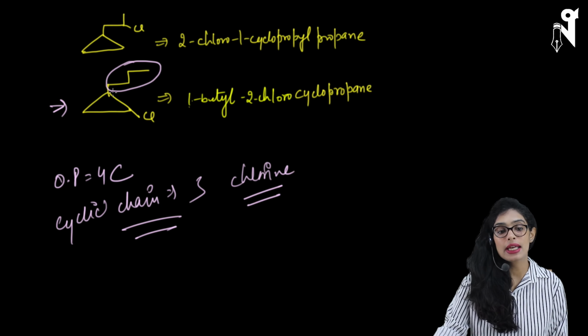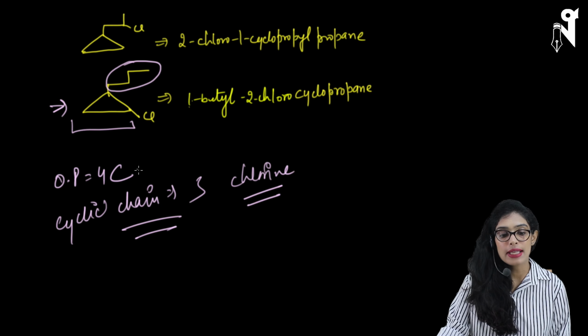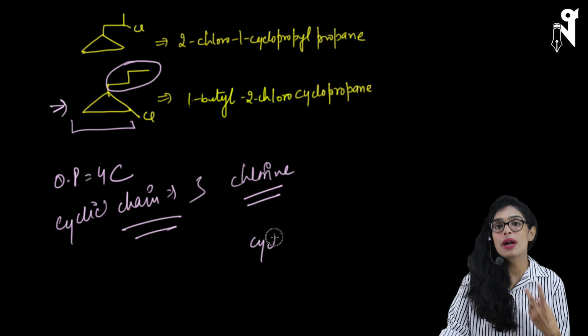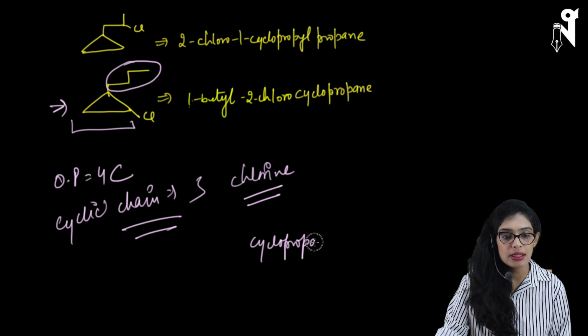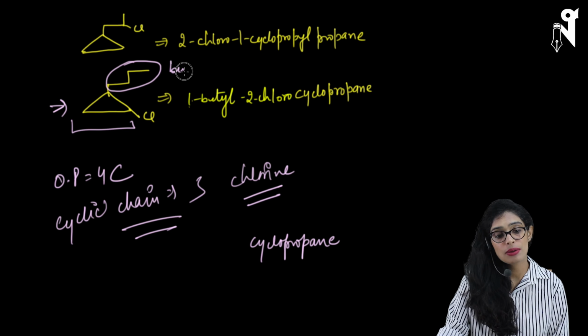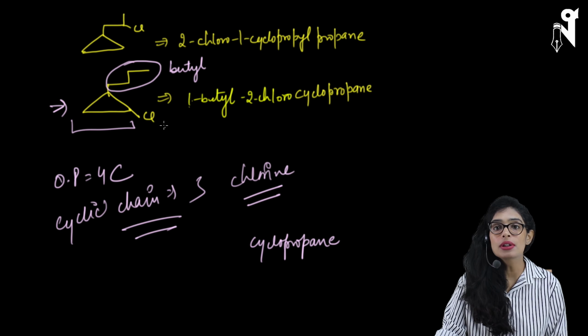So the name of this cyclic chain is going to be cyclopropane. Okay, so my principal chain is cyclopropane. What all branches do I have? I have butyl as a branch because it is made up of 4 carbons, and I have chloro as a branch. Now how to number?